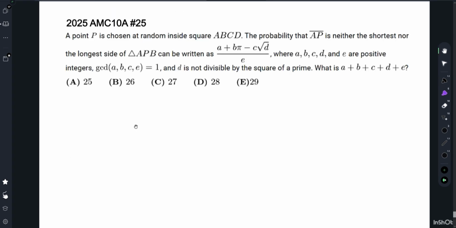Hello guys, we're going over the 2025 AMC 10A Problem 25. A point P is chosen at random inside square ABCD. The probability that AP is neither the shortest nor the longest side of triangle APB can be written as (A + Bπ - C√D)/E, where A, B, C, D, and E are positive integers. GCD of A, B, C, E is 1, and D is not divisible by the square of a prime. What is A + B + C + D + E?